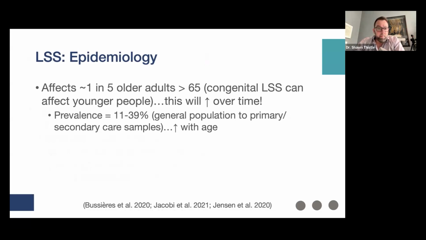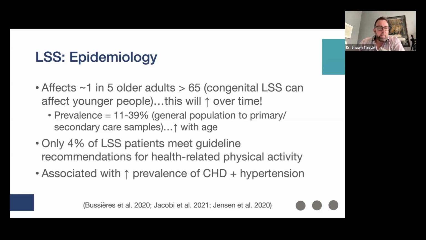But lumbar spinal stenosis is pretty common. It's going to affect about 1 in 5 older adults, and older is considered over 65, but that's the classification where they judge us to be older. Lumbar spinal stenosis is going to increase over time. From a point prevalence perspective, it depends where you look. In the literature, it ranges between about 10 and 40%. That is dependent on whether you're looking at the general population compared to primary or secondary care examples. And again, the prevalence increases as patients get older.